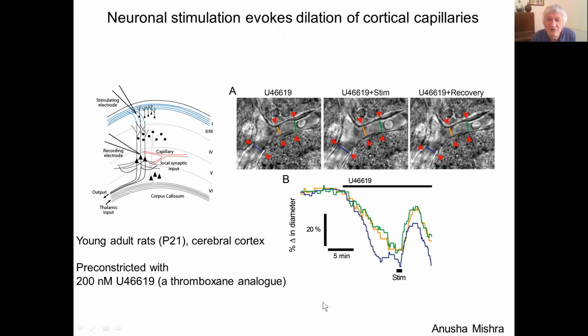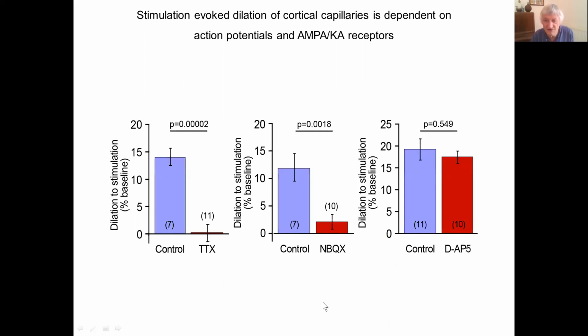Okay, so using this approach, you can do some pharmacology to see how this works mechanistically. This is blocked by TTX, as you would hope, because it's generated by action potentials. It's also blocked by an AMPA receptor blocker, showing that postsynaptic activity of neurons is needed. But surprisingly, it's not blocked by an NMDA receptor blocker. And this really surprised us because we thought this might be generated by a rise of calcium in postsynaptic neurons, but it's not, and I'll come back to that later.